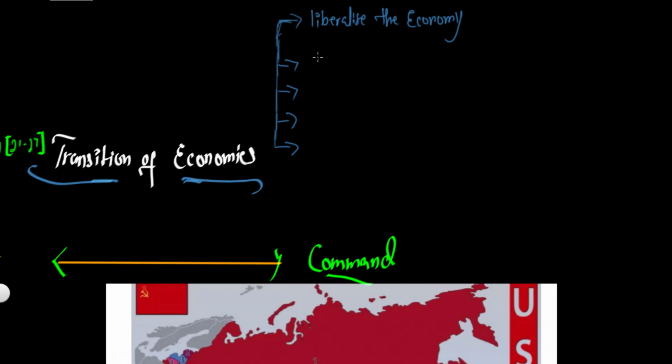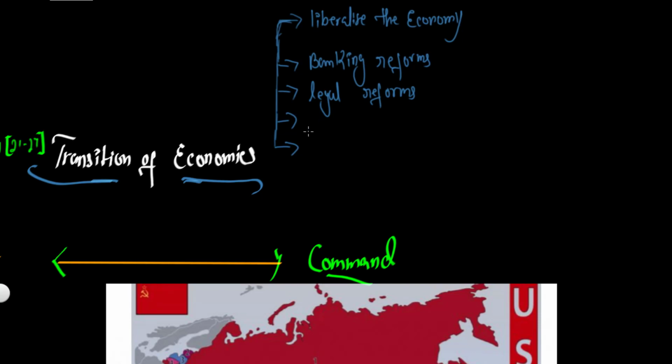The second is about banking reforms. The banking system in command economies is very different from that in free market economies. So banking reforms are essential. Third are legal reforms, workers' rights and things like that.